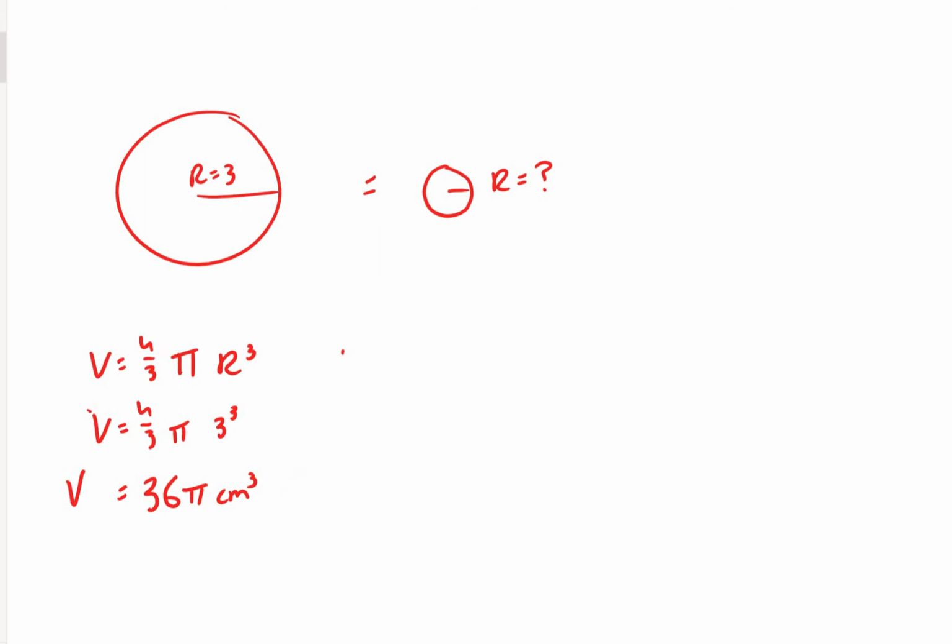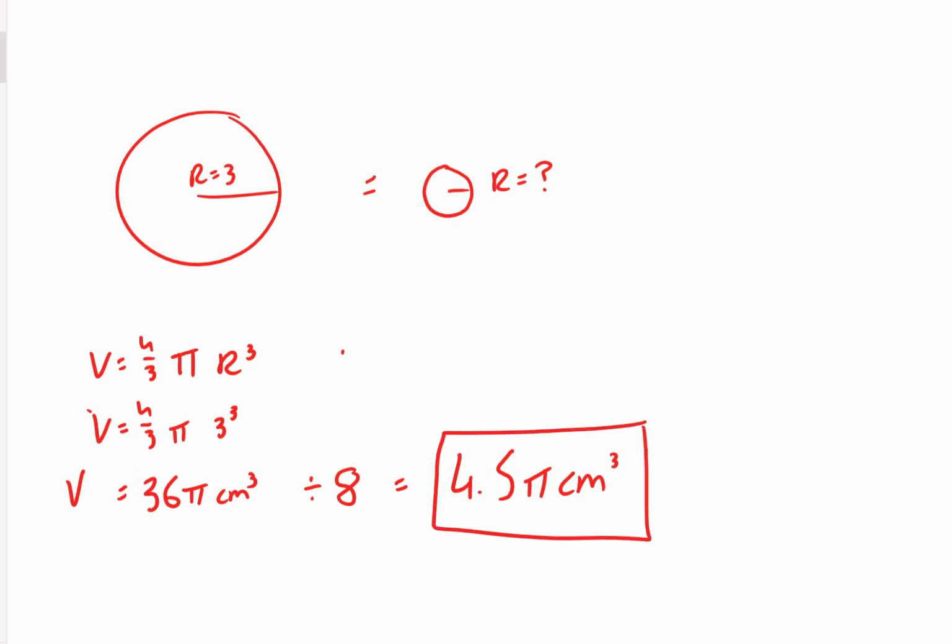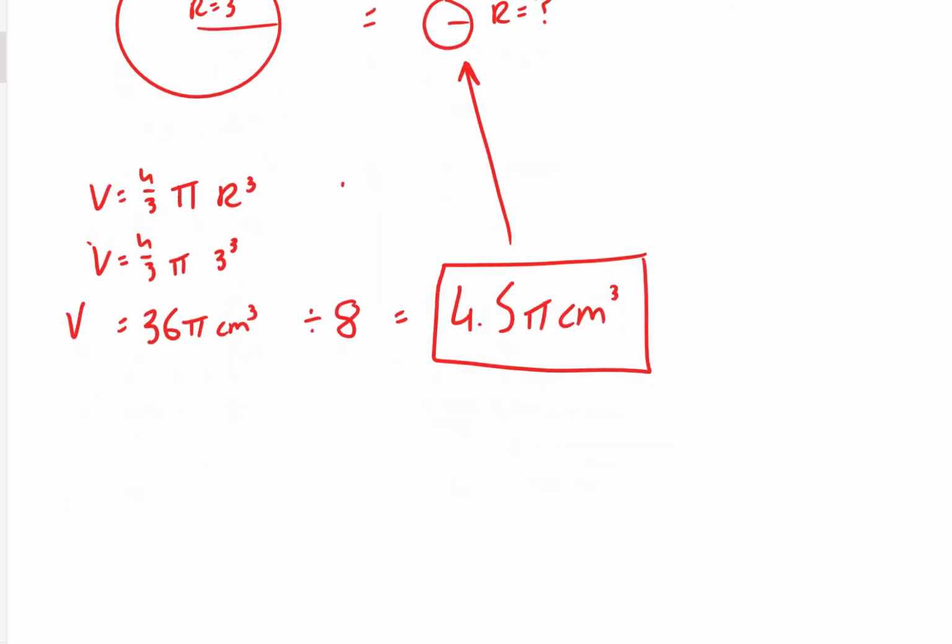Now, if I divide that by 8, 36 divided by 8 is 4.5 pi centimeters cubed. You could work out the pi and just deal with numbers, but I just think it's going to be easier this way. Right, so now that means the volume of that is 4.5 pi.